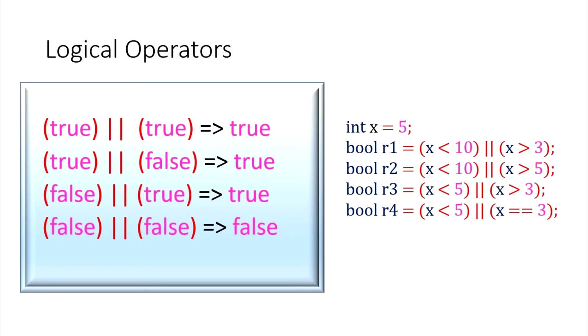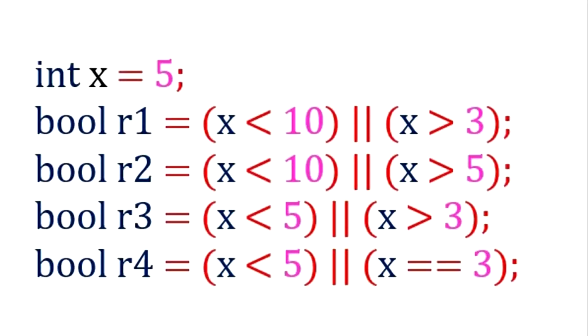In this example as well, R1 is true because both the operands are true. R2 and R3 are also true, as the left operand in R2 is true and the right operand in R3 is true. R4 is false, as both the operands are false.